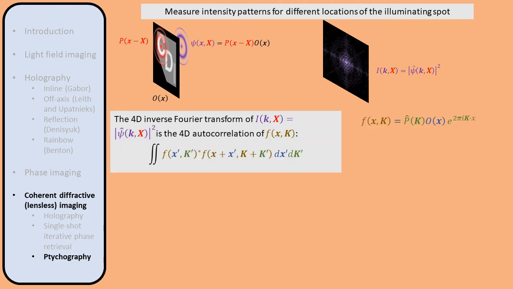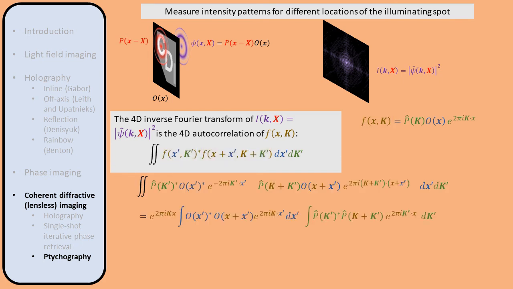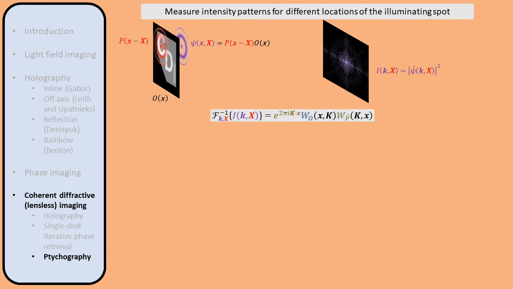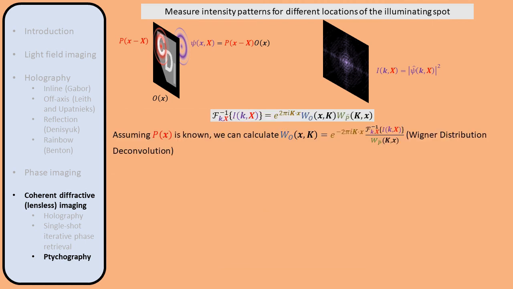If we substitute the definition of f in the autocorrelation integral, we find that we can write the double integral as the product of two separate integrals. These integrals describe the Wigner distributions of the object and the Fourier transform of the probe. So from the set of diffraction patterns, we can calculate the product of the two Wigner distributions. Assuming we know the probe, we can divide out the Wigner distribution of the probe to find the Wigner distribution of the object. There are two ways to reconstruct the object from its Wigner distribution function.